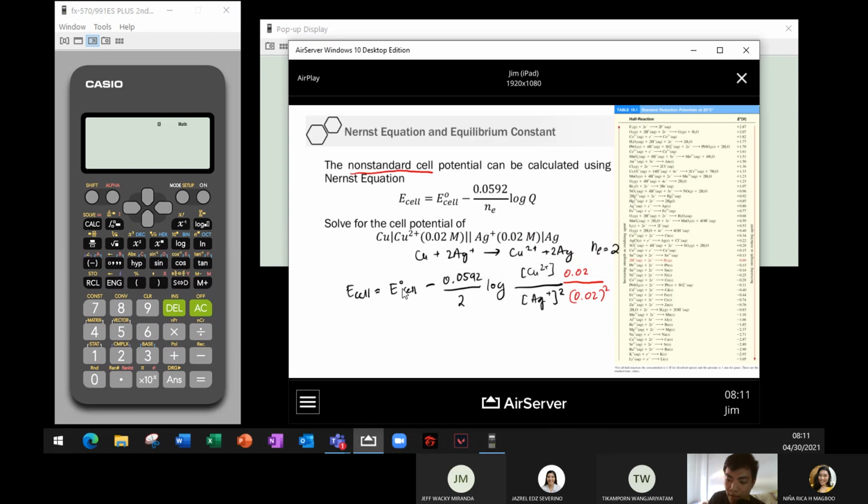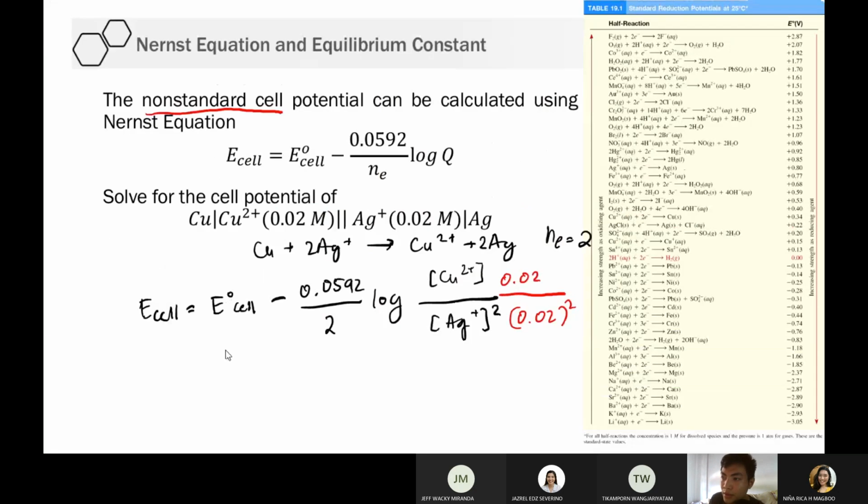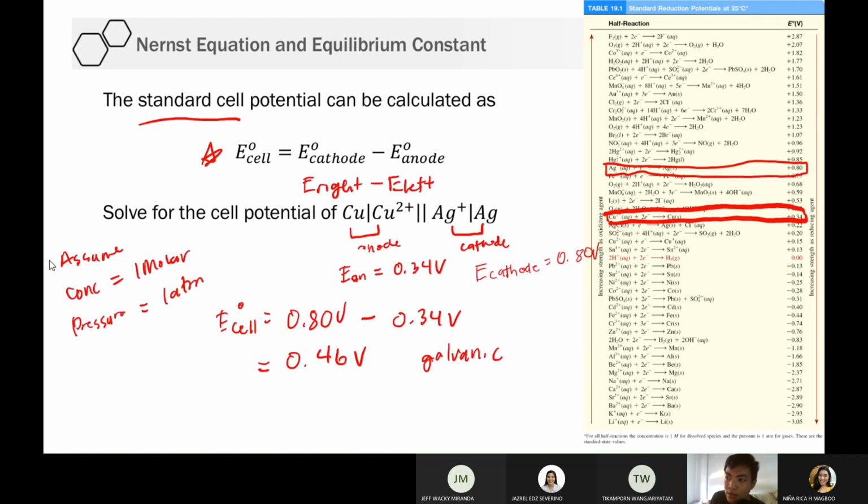What's the E naught cell? By the way, let's go back here. This is the standard cell potential, and the standard cell potential can be calculated using this table. The circle on the top is called naught, N-O-U-G-H-T, pronounced not. So E naught cell is the standard cell potential, which we just solved earlier.